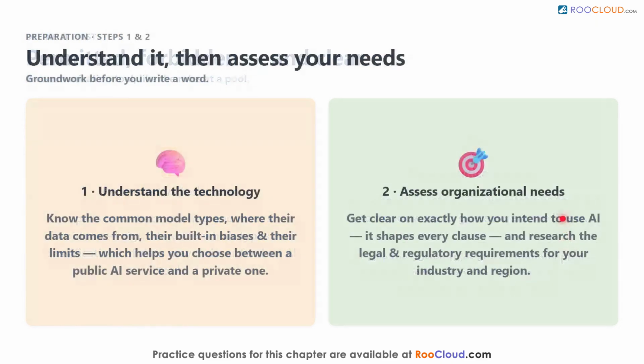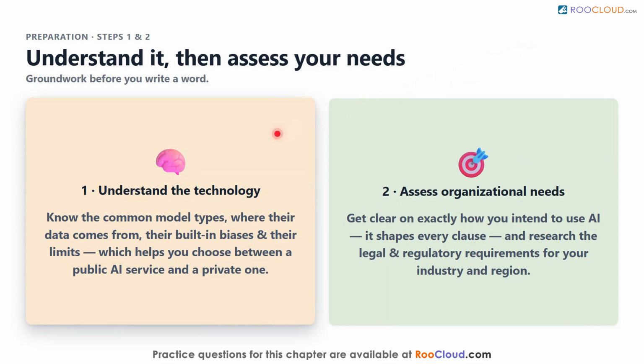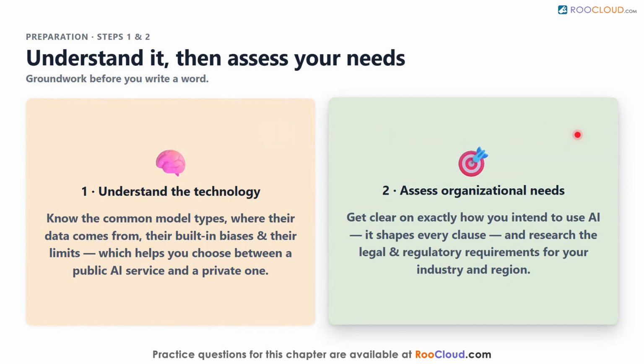What goes into the policy depends on how much AI is disrupting your particular industry, but there are common preparation steps to take first. And the first is to understand the technology. Make sure the organization genuinely understands the AI it wants to use, including the common model types, where their data comes from, their built-in biases, and their limits. That understanding, alongside your needs and risk tolerance, helps you decide between a public AI service and a private one kept inside your walls. The second step is to assess organizational needs.